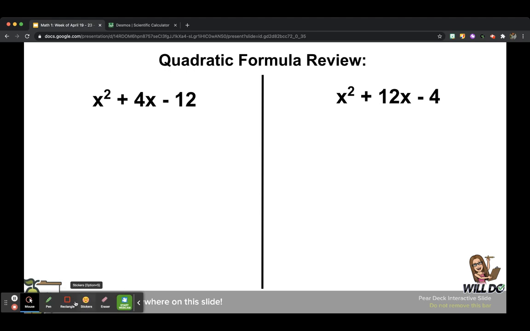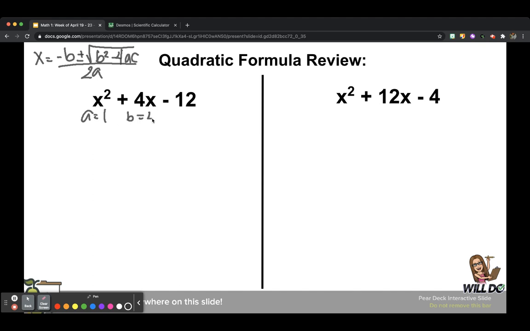And we know that the quadratic formula is x equals negative b plus or minus radical sign, which is your square root sign, b squared minus 4, always 4, times a times c, all over 2a. So a in this particular example is 1, b is 4, c is equal to negative 12. That sign must go with it. So I'm going to start plugging in numbers where they go.